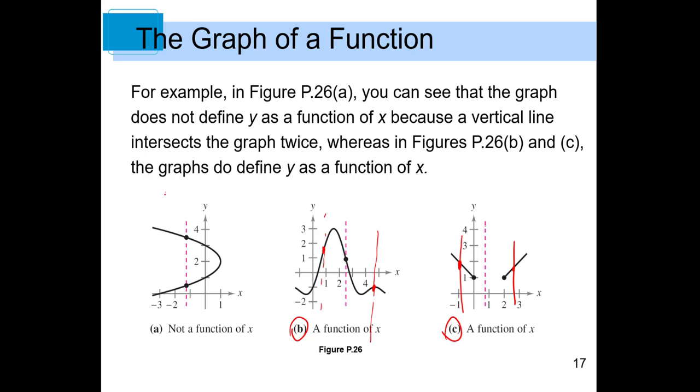If you draw the vertical line here, we're going to have two intercepts. That indicates one x value produces two y values, right? One x value creates two y values. Not a function, right? That's why A is not a function.